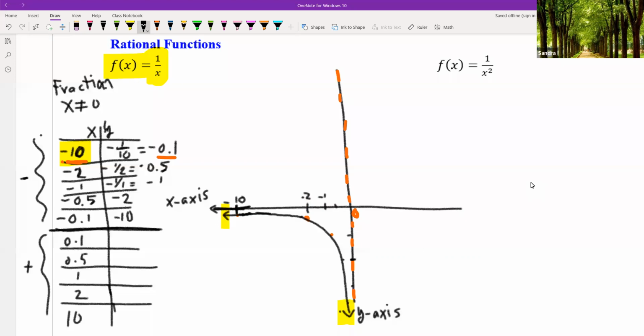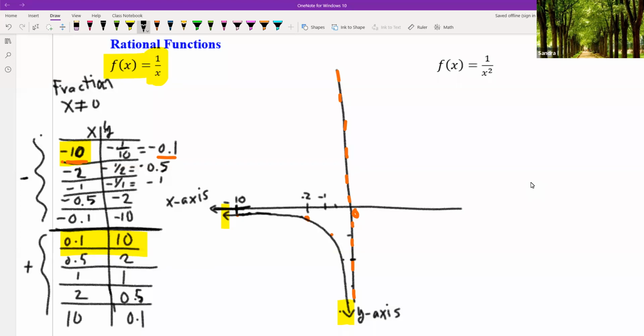When I plug in the 0.1 right here, that will give me a 10. 0.5, that will give me a 2. A 1, that will give me a 1. A 2, that would give me a 0.5. And a 10, that would give me a 0.1.